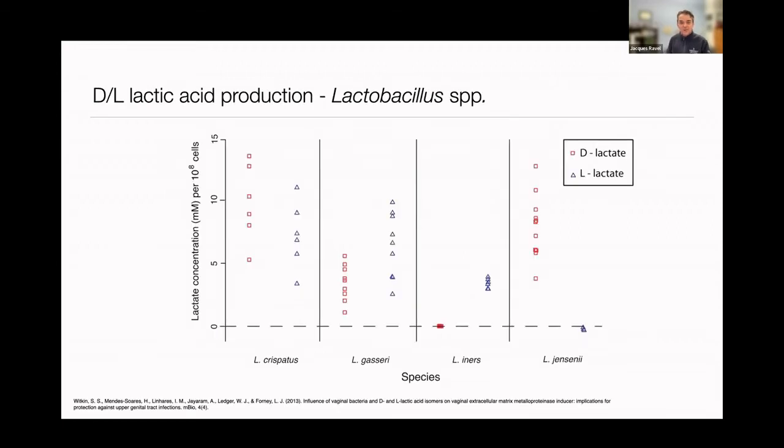And so one property that Lactobacillus iners has compared to the others is that it does not produce one of the two isomers of lactic acid. So it doesn't produce D-lactic acid, while all the other species of lactobacillus that are found in the vagina do produce D-lactate. And so this is the main difference. So we basically hypothesize that D-lactate could be a compound that provides this protection against chlamydia.